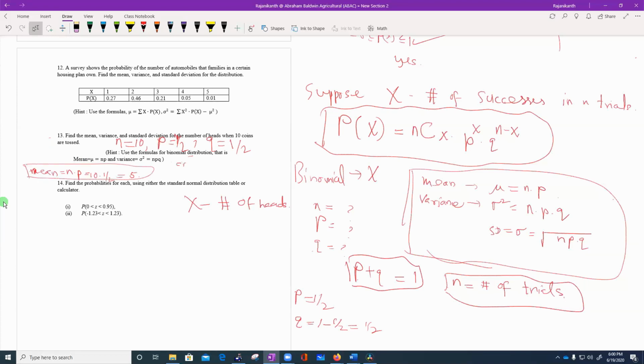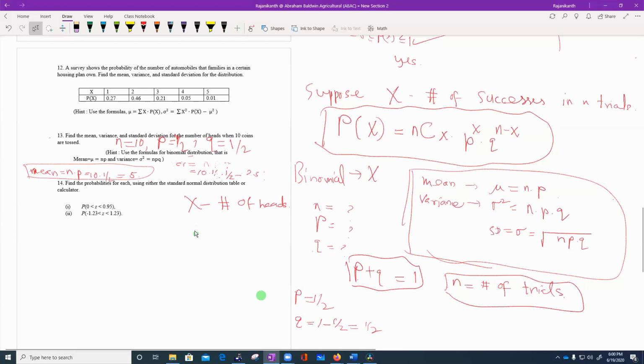Now let us find the variance. The variance formula says that it is simply n times p times q. What is n? Again 10. p is 1/2 and q is also 1/2. Simply multiply these three now. That is basically 5 times half. That is 2.5, right? Yes. Very good. That is the variance.